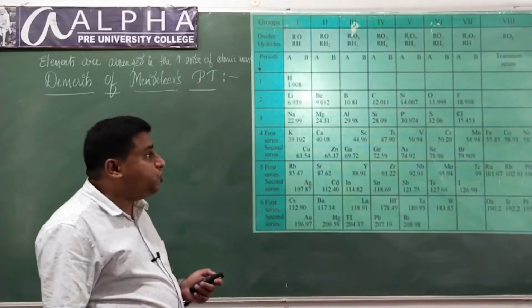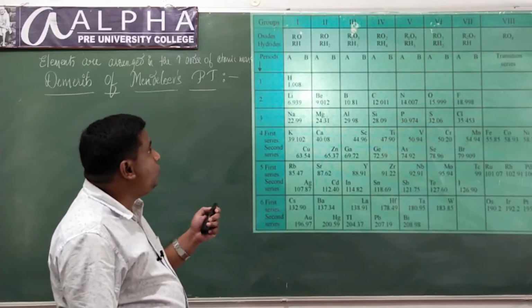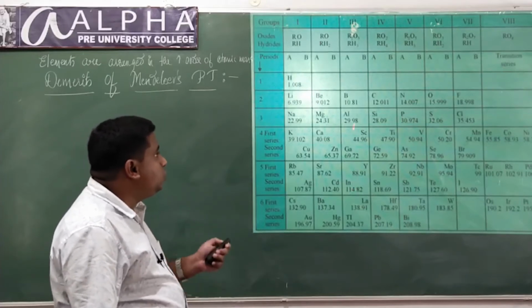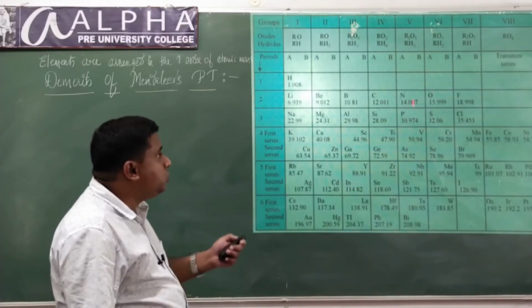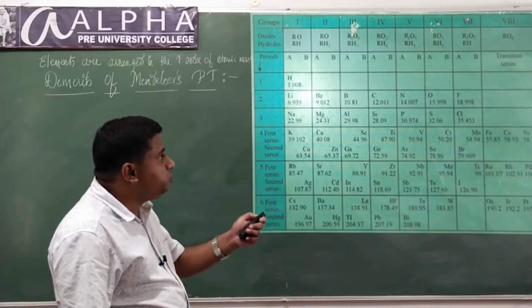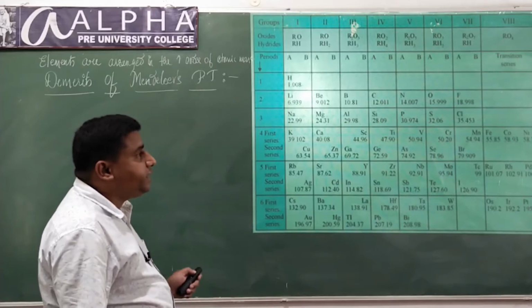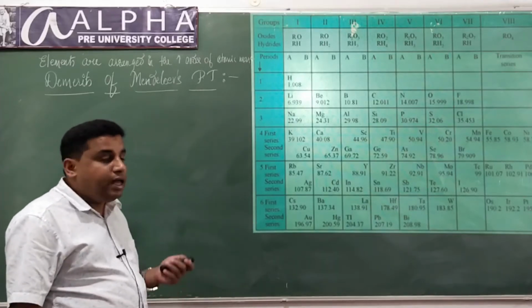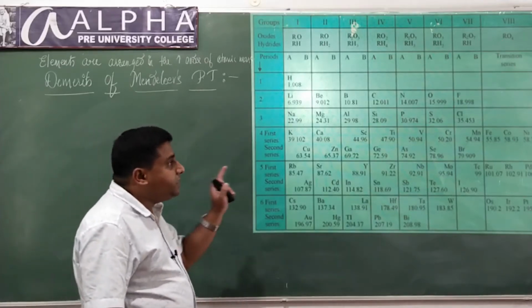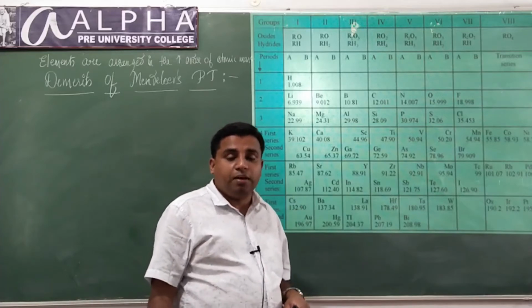Whereas in Mendeleev's periodic table there are only 8 groups: group 1, group 2, group 3, group 4, group 5, group 6, group 7 and group 8. And how are the elements arranged? Elements are arranged in the increasing order of atomic mass.